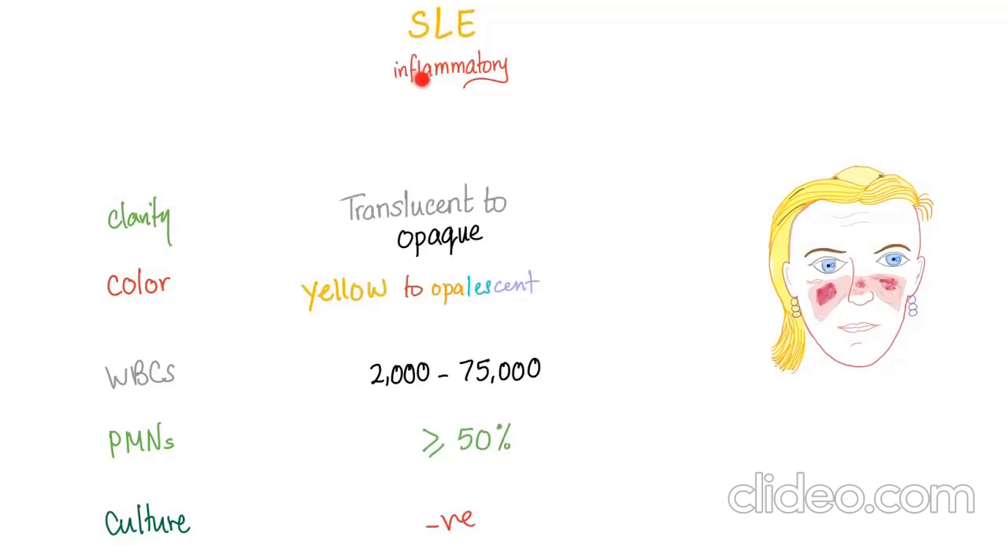Alright folks, lupus is an inflammatory arthritis, so same exact thing as gout and rheumatoid. Clarity, translucent to opaque, which is not normal because the normal is transparent. Color, yellow to opalescent, which is not normal because the normal is colorless. White blood cell, 2000 to 75,000, which is not normal because normal is less than 200. PMNs, greater than or equal 50%, which is not normal because the normal is less than 25%. Cultures are negative because there are no bacteria.